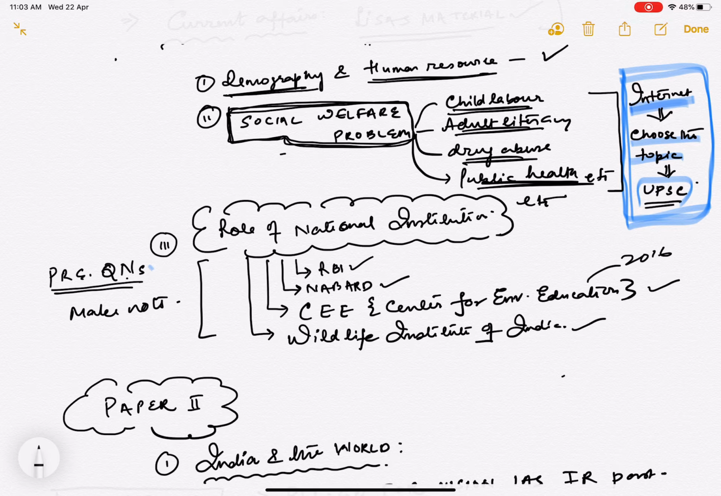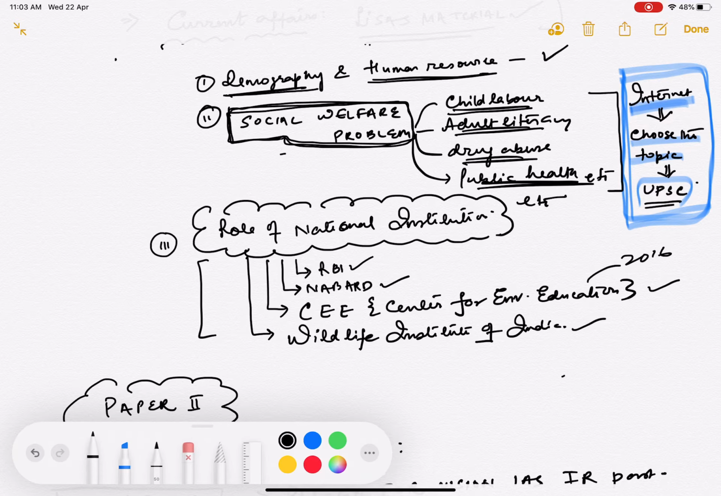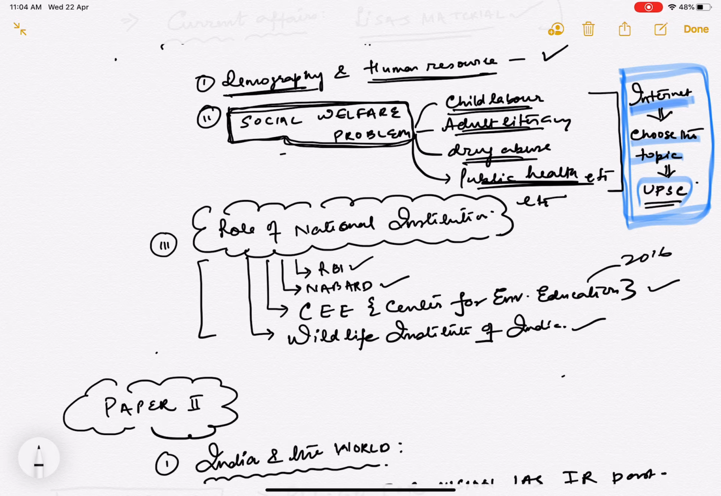How would this help you? What happens is that questions are sometimes repeated. If the questions are repeated, you are lucky. And if the questions are not repeated, and you really need to know the role of national institutions, then you need to be proper and thorough with your current affairs. Let us see, in the present scenario of COVID, what can be the national institute? We can take the National Institute of Virology. This can be a question: what was the role of the National Institute of Virology during the COVID pandemic?